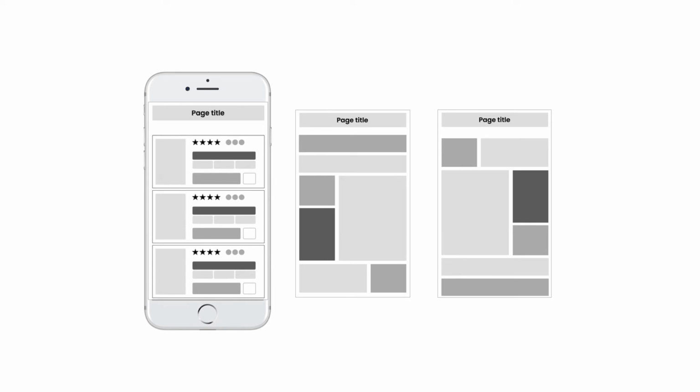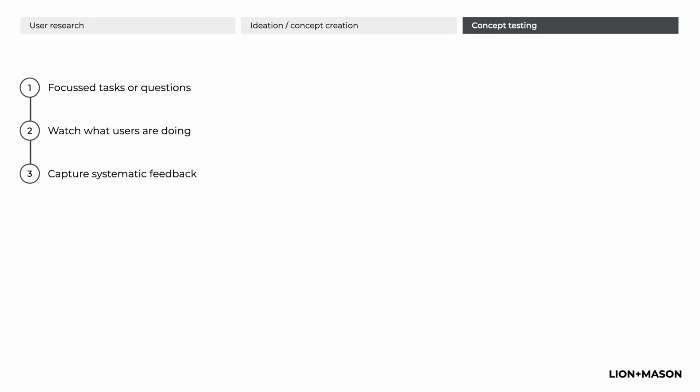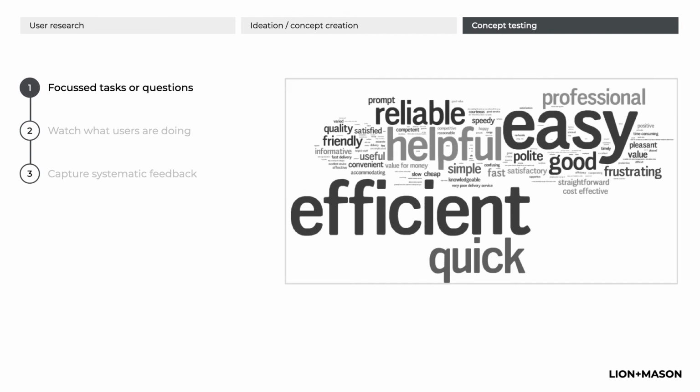In terms of actually testing the concept, fairly straightforward. So 3 key points, I always think. The first one, ask focused tasks or questions. So that's a word cloud. You sometimes see feedback from user testing or user research presented like this. It's quite interesting, it's quite good for having a conversation around, but if you're looking to make tangible decisions and invest money in products, this is actually quite flimsy. You want something a bit more rigorous than this.